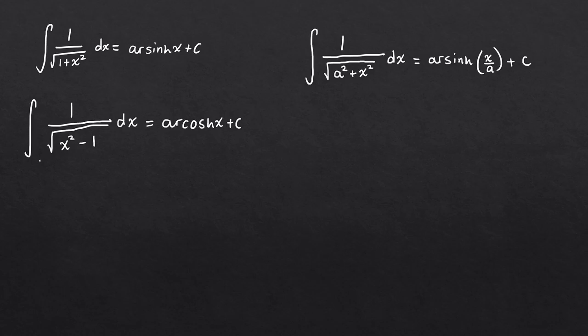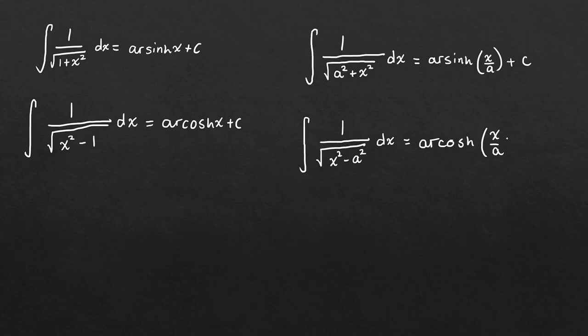And we can also generalize this result here, so we integrate 1 over, this time, the square root of x squared, but rather than minus 1 it's minus a squared. And again, by looking at this result and this result, you might be able to figure out that this would be arcosh x over a, plus c. So those are the 4 main results that you need to be aware of.